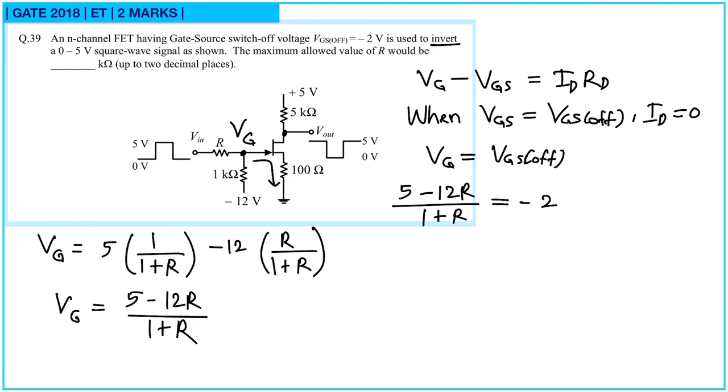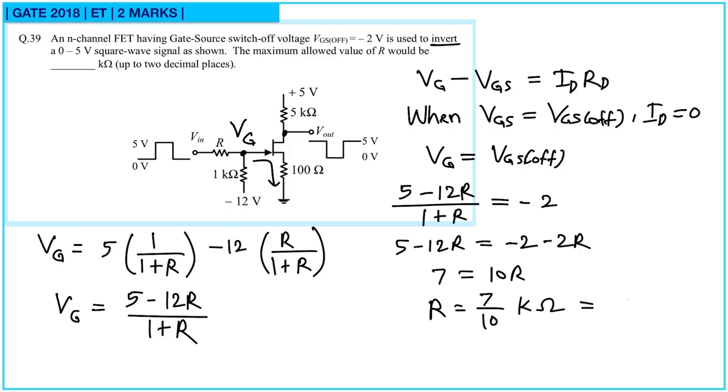So let us solve this for R. 5 minus 12R is equal to minus 2 minus 2R. So 5 plus 2 is 7, and 12R minus 2R is 10R. So R is equal to 7 by 10, and this will be in kilo ohms. That means 0.7 kilo ohm. That will be the value of R. And the answer range for this question was 0.70 to 0.73. So this will be 0.70 kilo ohm.